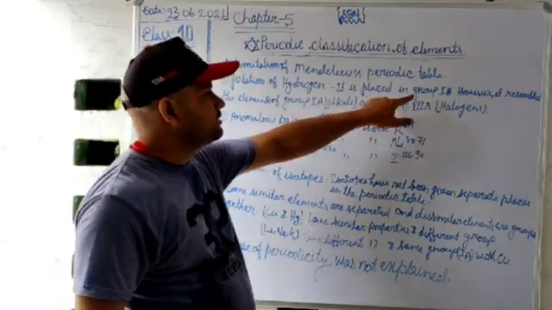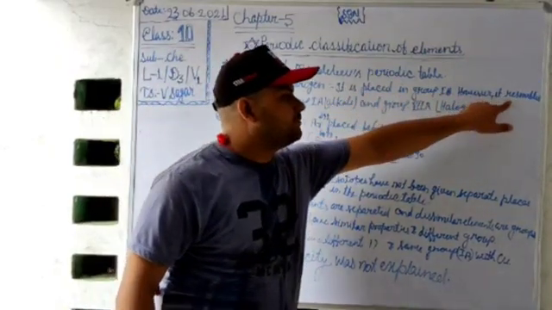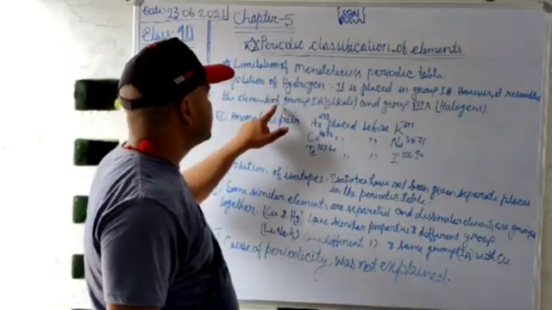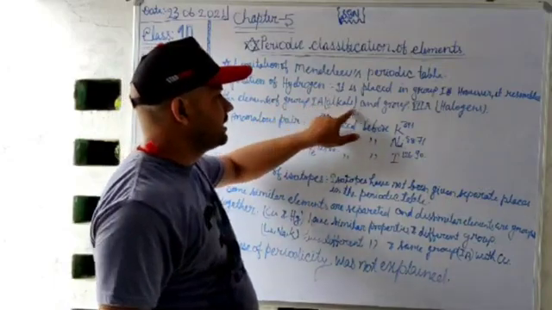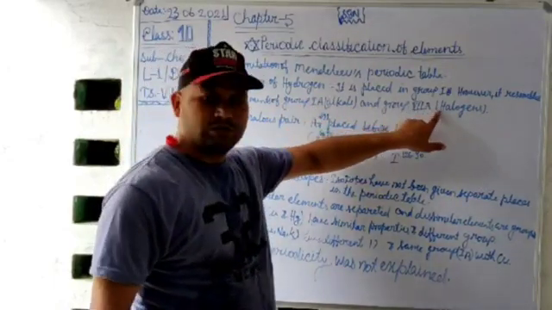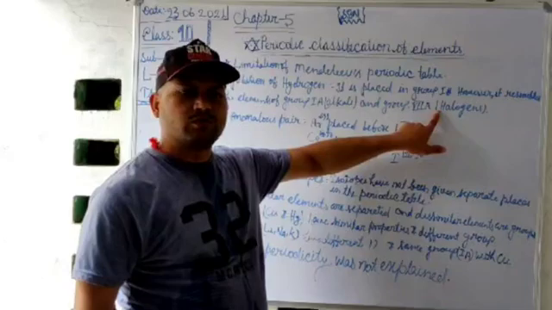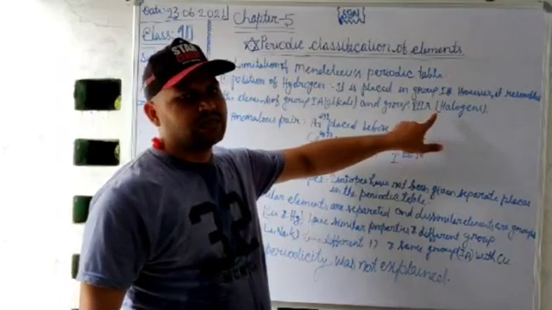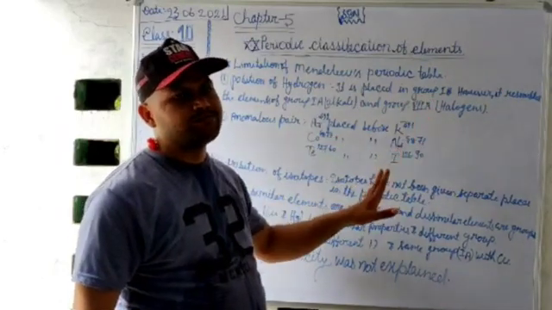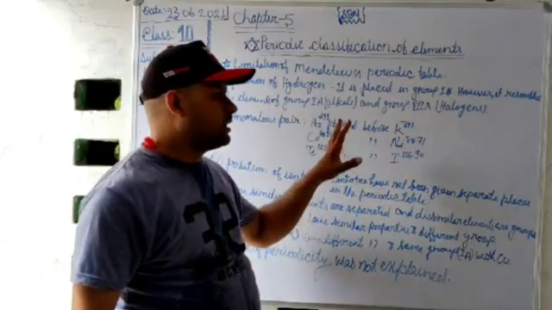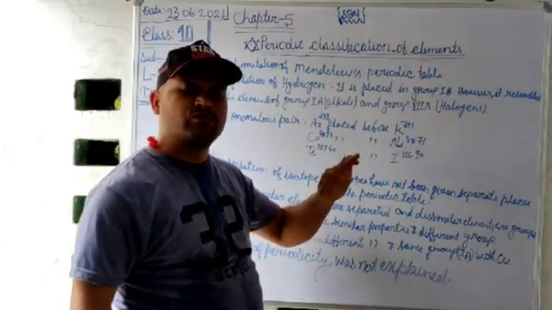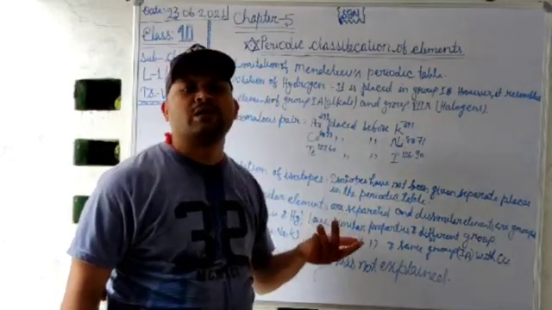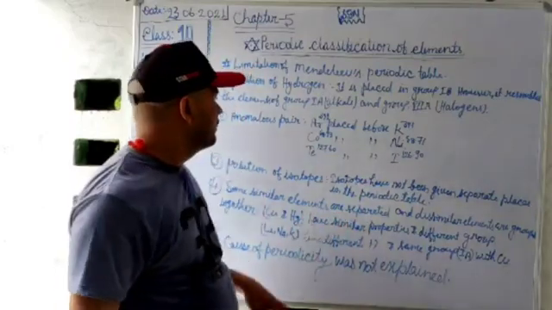It is placed in group B, however it resembles the elements of group 1A, the alkali metals, and group 7A, the halogens. Halogens: chlorine, bromine, fluorine. These are the properties shown by hydrogen, similar to the properties shown by halogens.